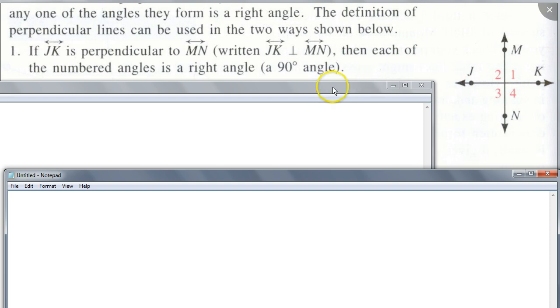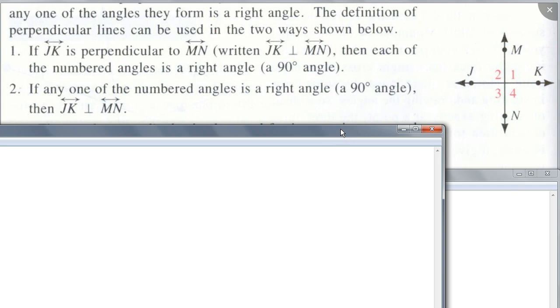Very good. And they actually go a little further than that. They just say this: if any one of the angles is a right angle, they don't even say all four angles are 90. Of course, if two lines intersect, and any one of the angles, numbered on the right side here, is a 90 degree right angle, then guess what? The two lines must be perpendicular. Does that make sense? So write that down. That's another way of using the definition of perpendicular lines. If you have two lines intersecting and one of the angles is 90, you could conclude that the two lines are perpendicular. Exactly. Write that down.